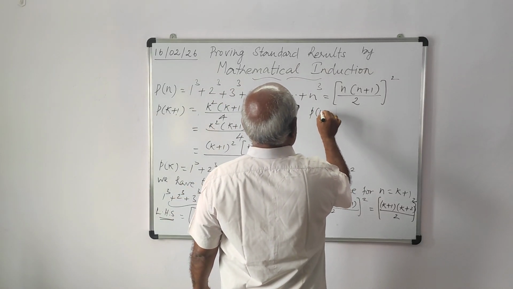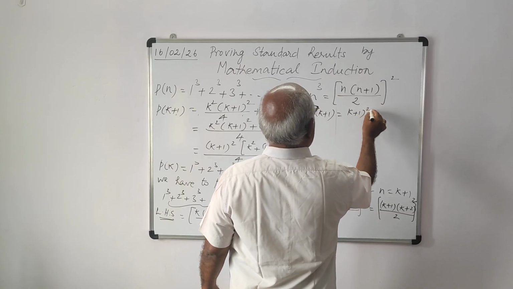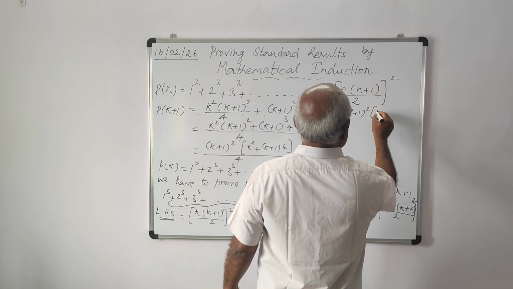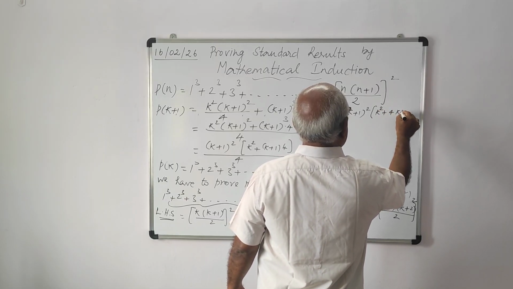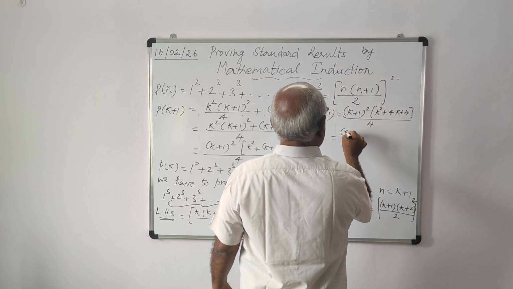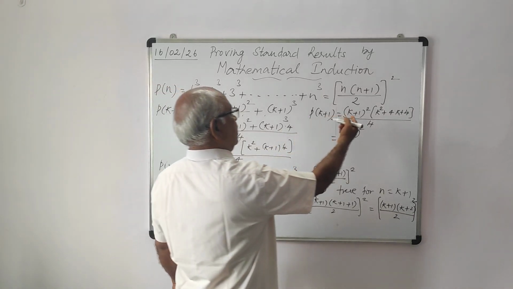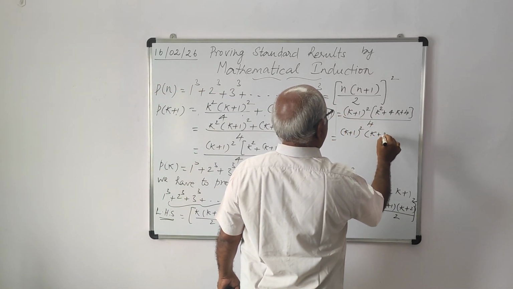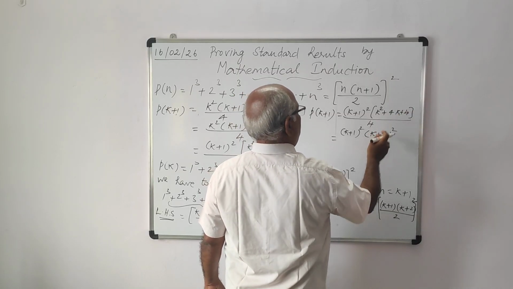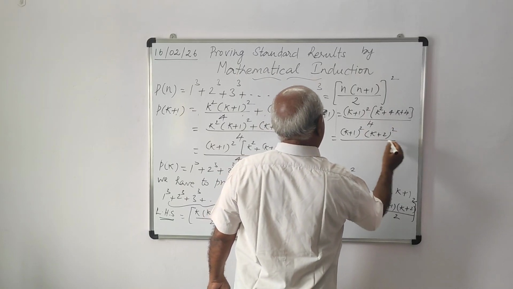I am writing here P of k plus 1 equal to (k plus 1) whole square, into k square plus 4k plus 4, by 4. This is (k plus 1) whole square. K square plus 4k plus 4 is nothing but (k plus 2) whole square, k square plus 2 into 2, 4k, plus 2 square, 4. So k square plus 4k plus 4 is (k plus 2) whole square, by 4.